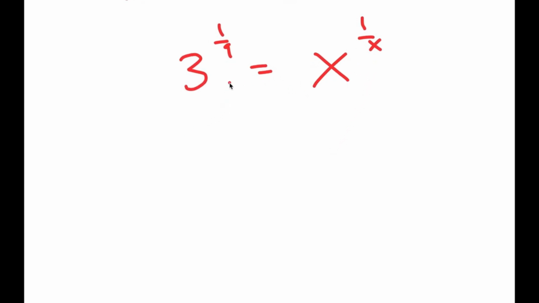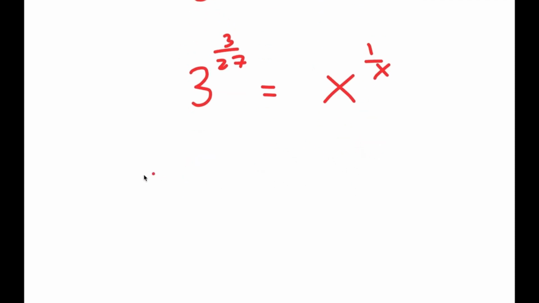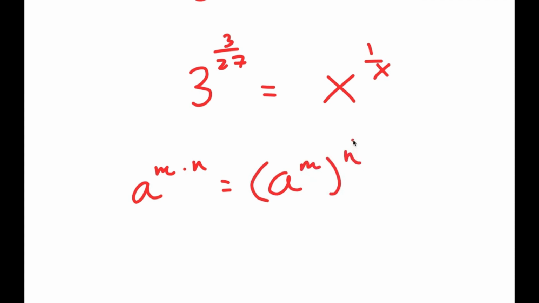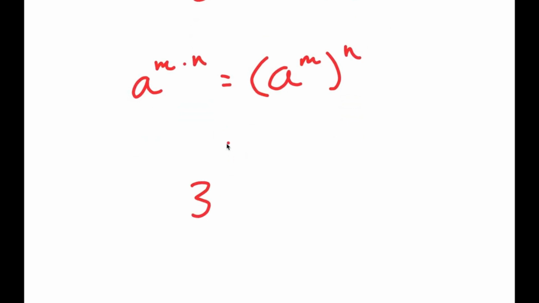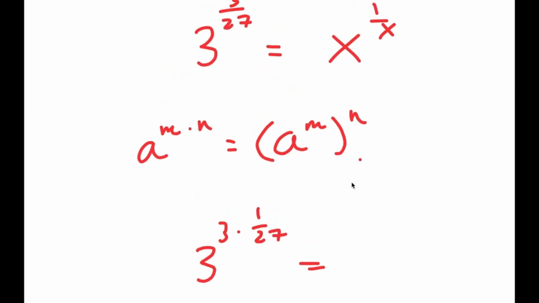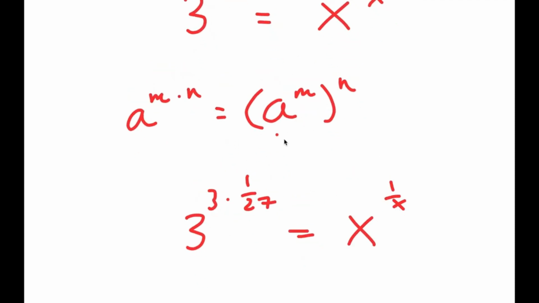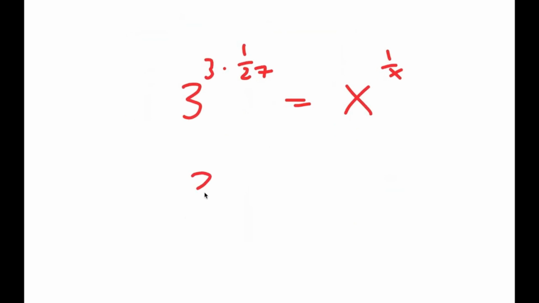Now from here, 1 over 9 is the same thing as 3 over 27. And remember, if I have something in the form a to the power of m times n, this is equal to a to the power of m to the power of n. So we can rewrite 3 over 27 as 3 to the power of 3 times 1 over 27. And now I'm going to reverse this property and rewrite this as 3 to the power of 3 to the power of 1 over 27.